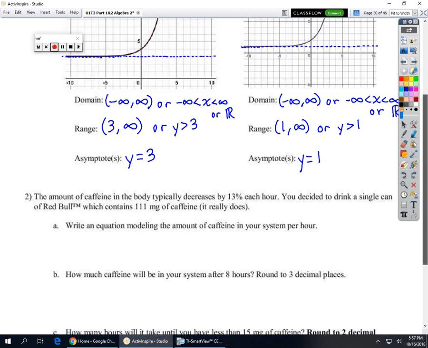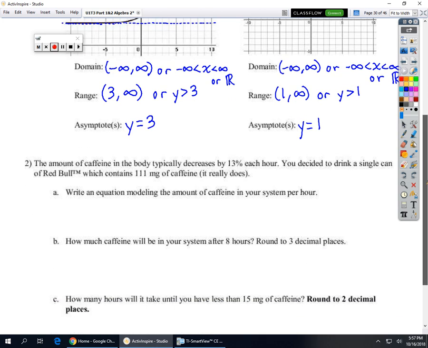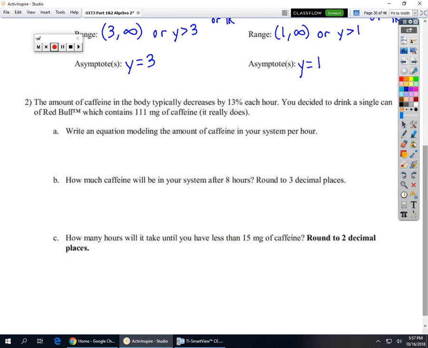Okay, moving along. Now comes a word problem. Let's read this. The amount of caffeine in the body typically decreases by 13% each hour. You decided to drink a single can of Red Bull, trademark, which contains 111 milligrams of caffeine. And it really does. I actually Google searched this, making this myself.